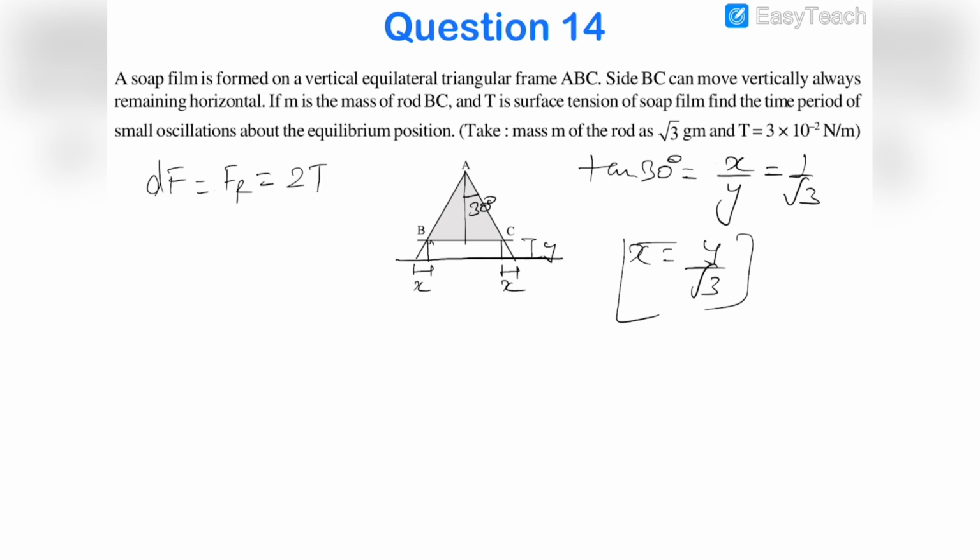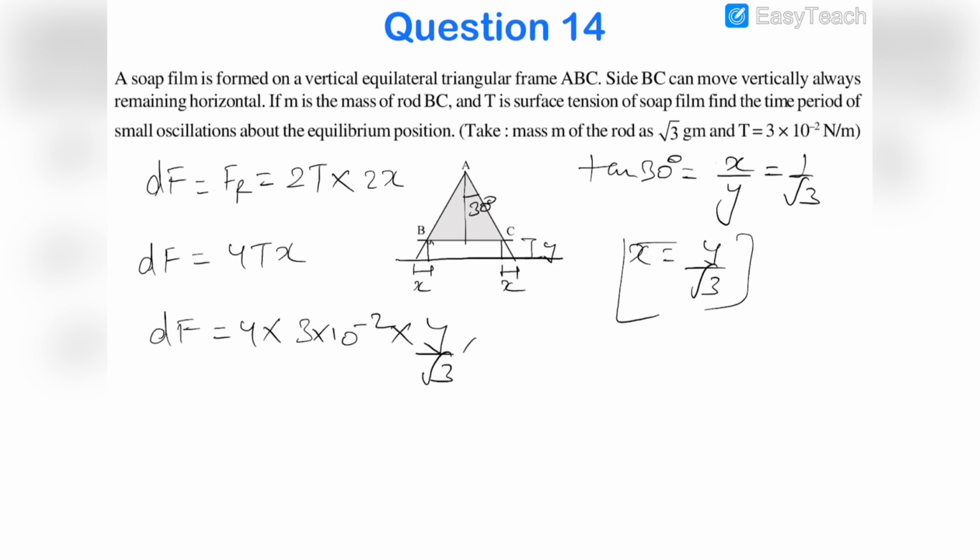2T is due to the fact that there is air on the front side and air on the back side of this frame. So 2T into the change in length, which is 2x. So dF, which is the restoring force, will be 4Tx, and dF will be equal to 4 into T, which is 3 into 10 raised to power minus 2, and x, which is y by root 3, and this is mass. Now this is the additional force generated.